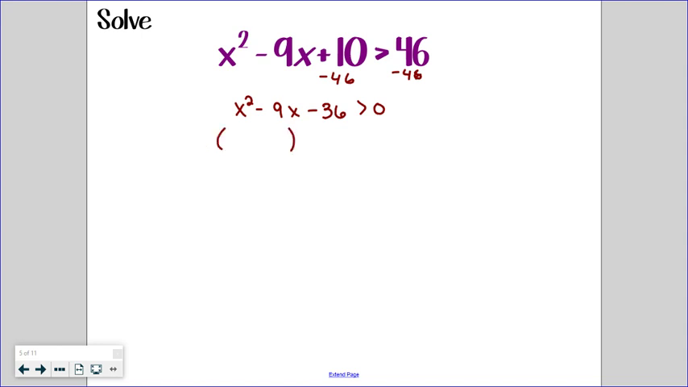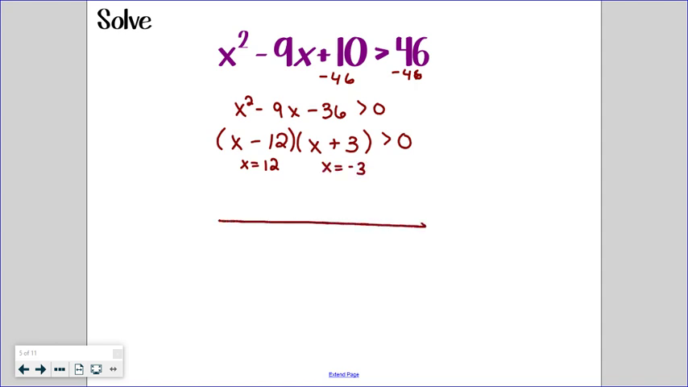Okay, finding my factors of negative 36 that add up to negative 9 would be, let's see, negative 12 and positive 3. Setting those equal to 0 and solving, I get a 0 at x equals 12 and a 0 at x equals negative 3. Okay, next we're going to go to our sign chart here. So I put those zeros on there, negative 3, positive 12.